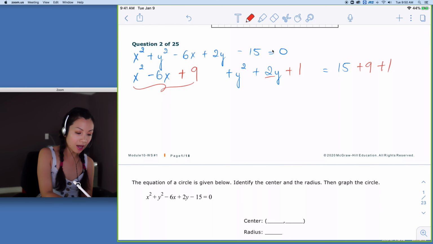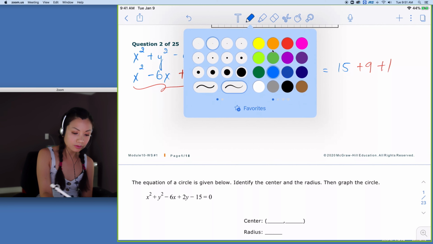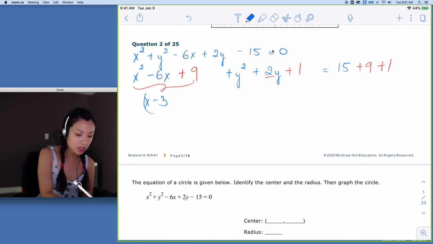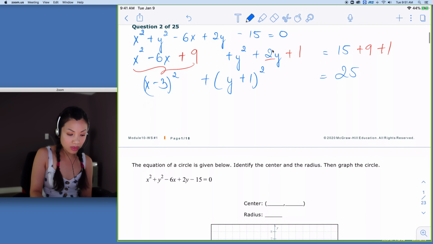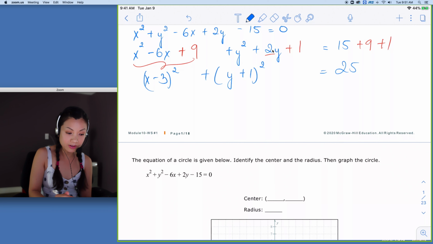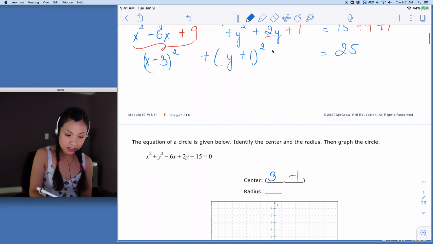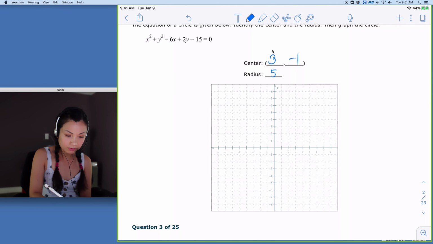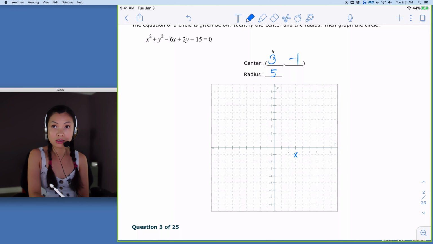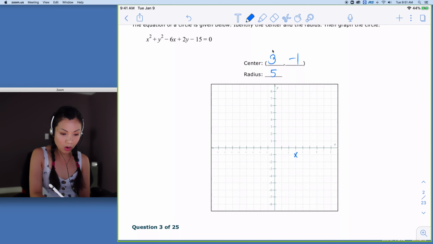So now we're going to have to factor. So I have x minus 3 squared plus y plus 1 squared. And then over here we have 25. So therefore, for our circle, the center is going to be 3 and negative 1. The radius is going to be 5. So now we're going to locate the center. So we have 3 and negative 1 right here. So that's the center. From there, we're going to go up 5.